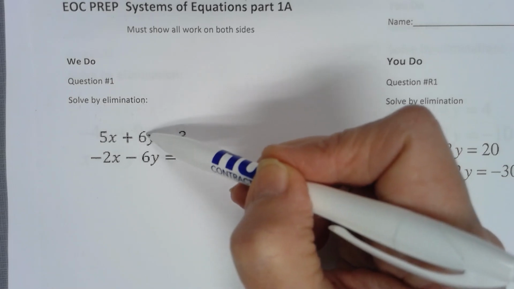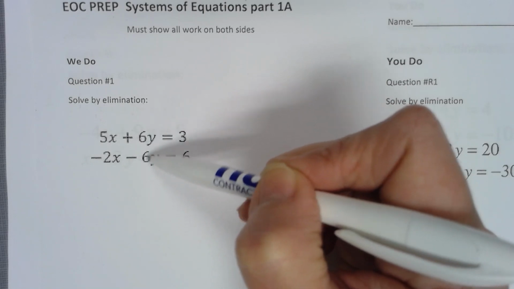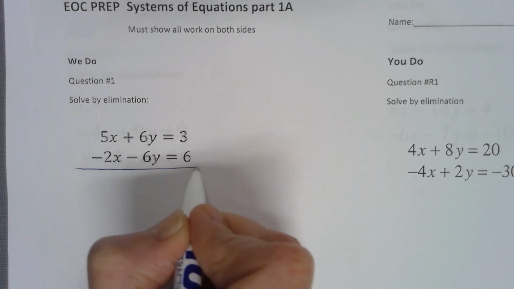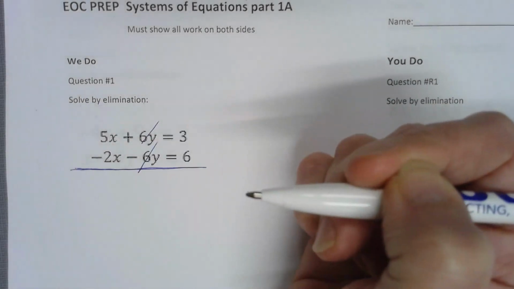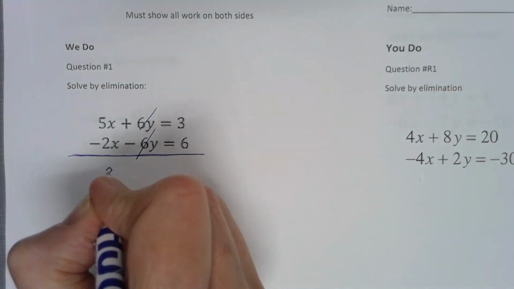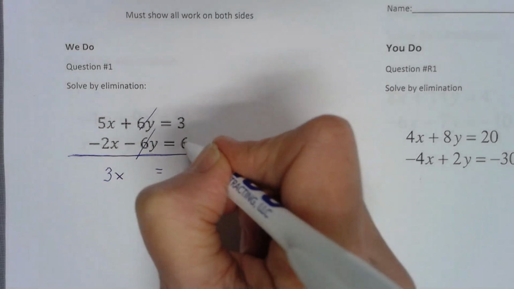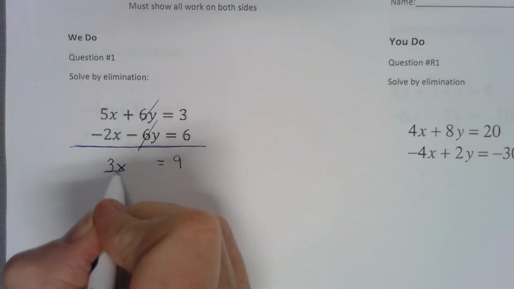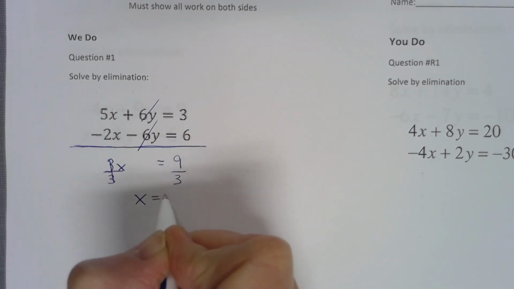So notice, when I add a 6y and a negative 6y, when I add, I get 0. In other words, it is eliminated. So I am good to go. I'm going to draw a bar, and I'm going to combine straight down, and these are going to eliminate, so I can cross them out. And now I'm going to combine a 5x and a negative 2x to get a 3x. I'm going to bring down my equal sign. I'm going to combine 6 and 3 to get 9, and now I have one step to take here. I'm going to divide by 3 on both sides, and I find out that x equals 3.